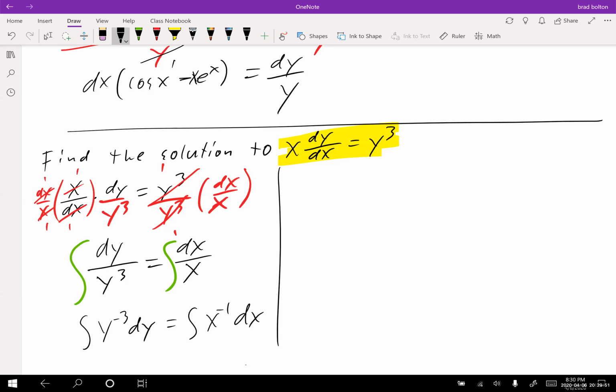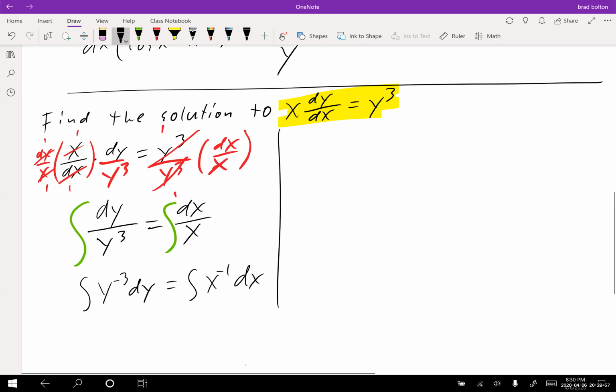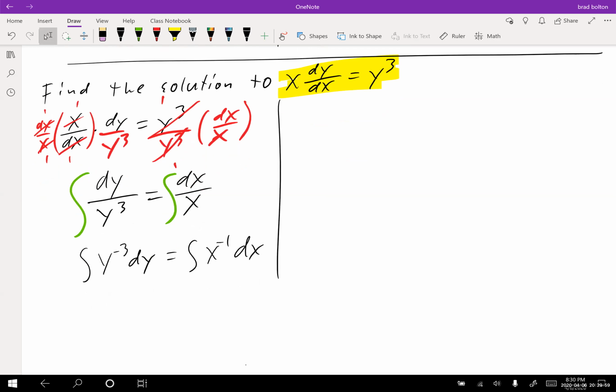So if I bring this over here, this is going to be add 1 to the power and then divide by it. It's our general power rule. So I'm going to say y to the -2 divided by -2, okay? And then we're going to have that equal to the integral of x to the -1, which is the natural log of the absolute value of x plus c.